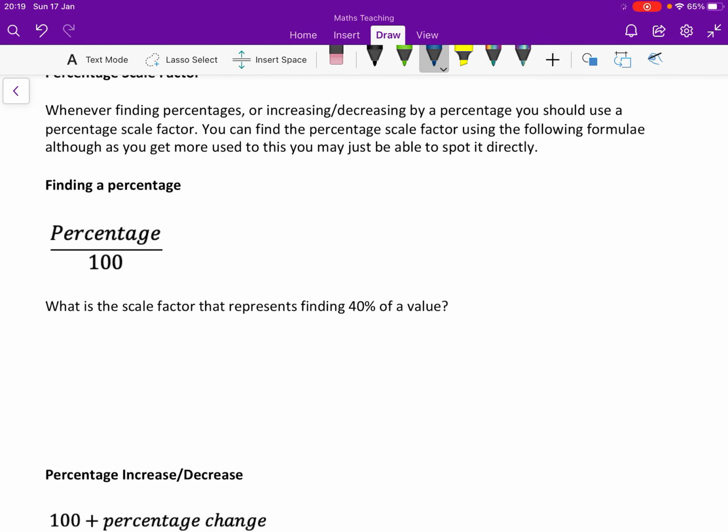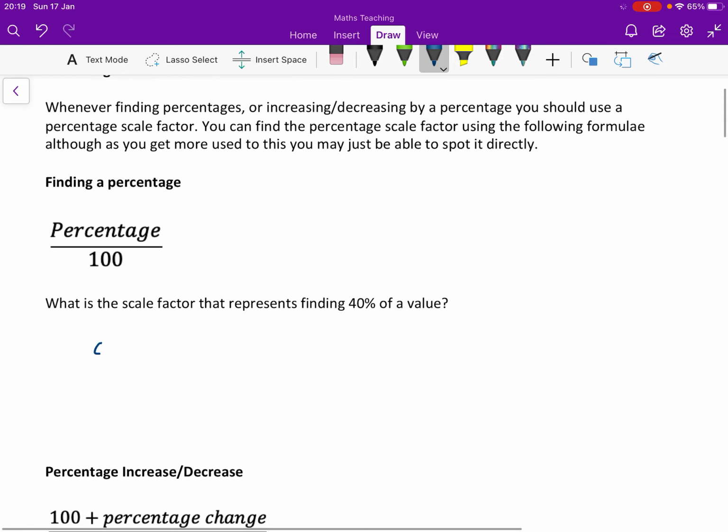If you're asked, what is the scale factor that represents finding 40% of a value? Well, we take the percentage that we wish to find, 40, and we divide it by 100. So relatively simple. Then we can use our calculator or do some work with the fractions, and we get 0.4. This is one of the few cases where I'm going to encourage you to write things as a decimal rather than as a fraction. So that would be what we'd do if we wanted to find a specific percentage of a number.